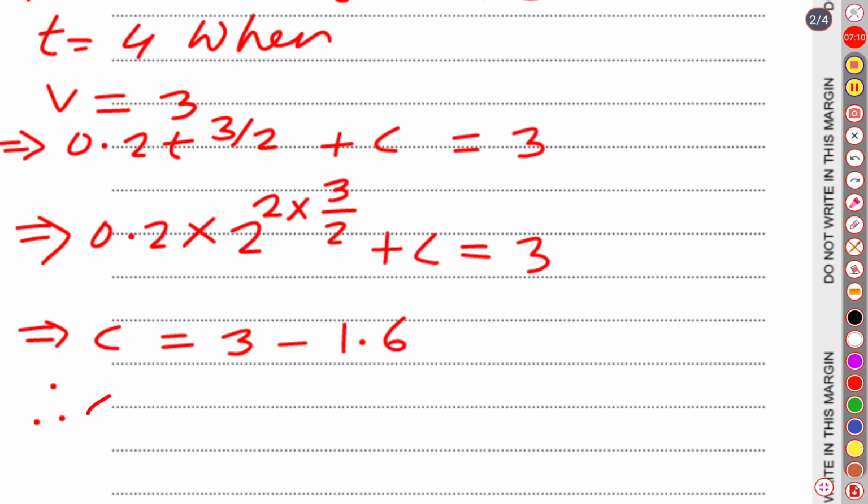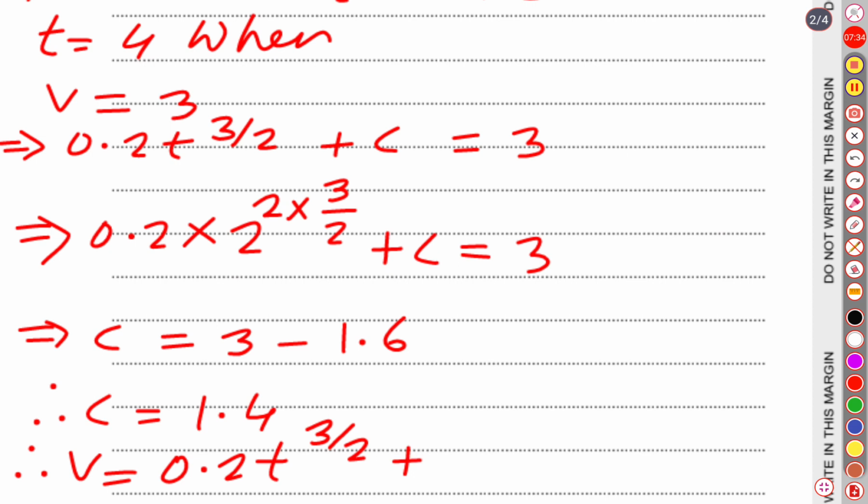Hence our constant value when this phase starts, the constant value of velocity was 1.4. Hence we can write our velocity v is equal to what? The expression should be 0.2 t raised to 3 over 2 plus 1.4. So this is the complete expression for velocity when the time is more than 4 seconds.